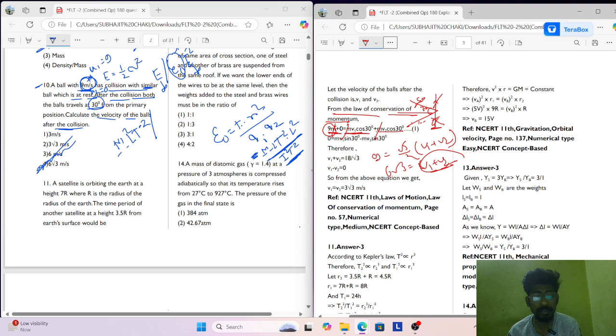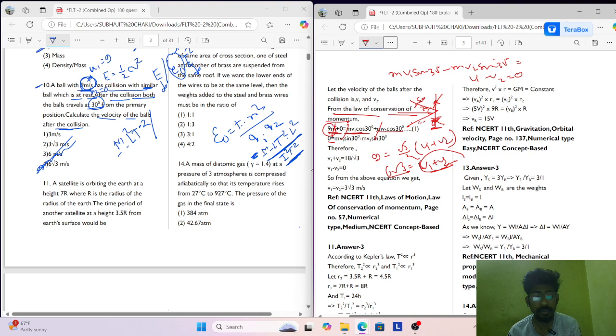Okay, and now for this component, as we already told you, this and this will cancel out each other because they are opposite and equal. So from this you can calculate m v1 sine 30 or m v2 sine 30. So v1 minus v2 equals 0, and v1 plus v2 is equal to 6 root 3, so now apply the elimination method. This and this will cancel out. So 2v1 equals 6 root 3.